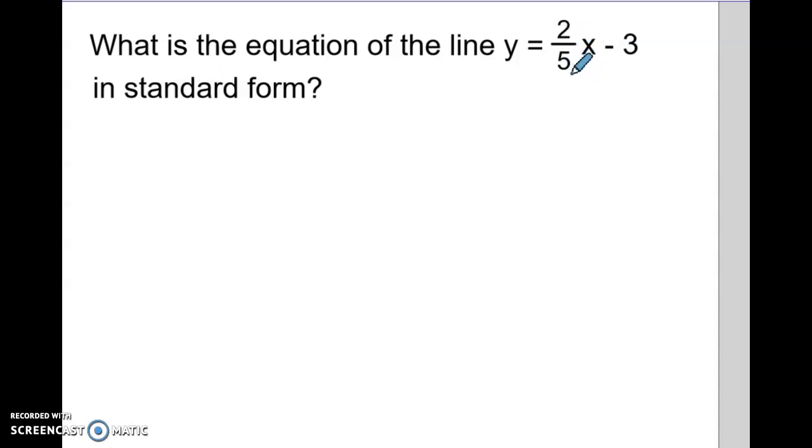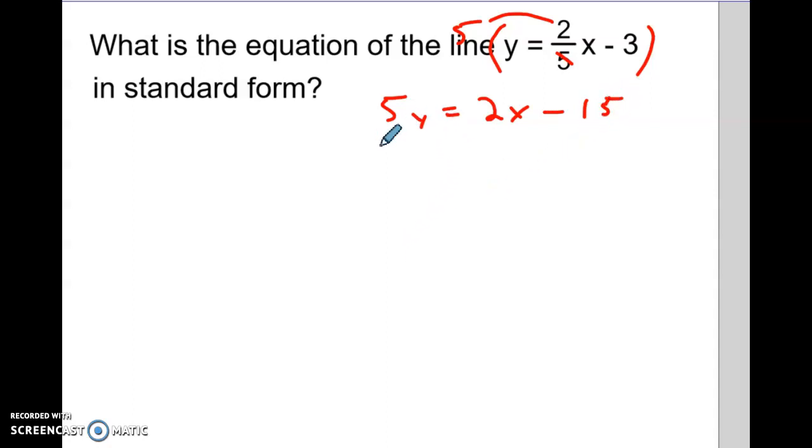This is 2 divided by 5, so you can cancel out divide 5 by just multiplying by 5. You're going to take everything times 5, giving us 5y on the left. On the right-hand side, this becomes 10 over 5, which reduces to 2, so that just becomes 2x. The idea is this divide 5 cancels with the times 5. Then multiply the negative 3 by 5, so you get negative 15.